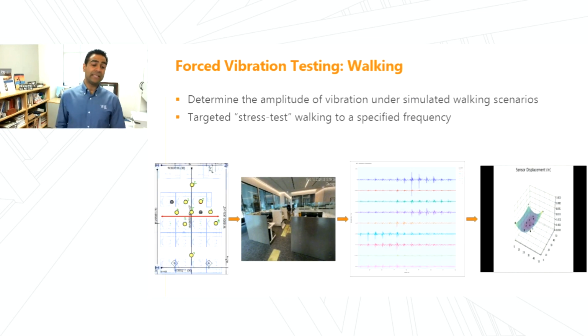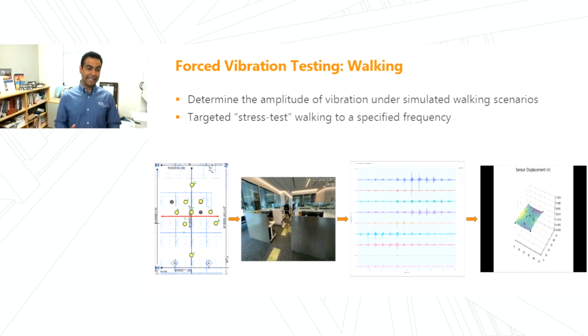The second type of testing that we do is forced vibration testing, and this is basically simulated walking scenarios. We also call this a stress test, because we walk at specified frequencies to cause that floor to go into resonance or close to resonance, similar to what Rich was describing. And that will give us the worst case vibration amplitude that we can expect for that floor.